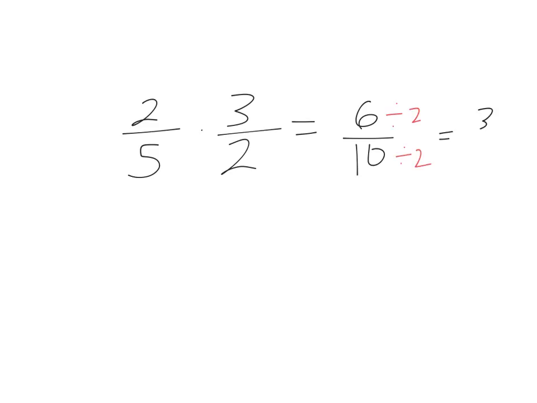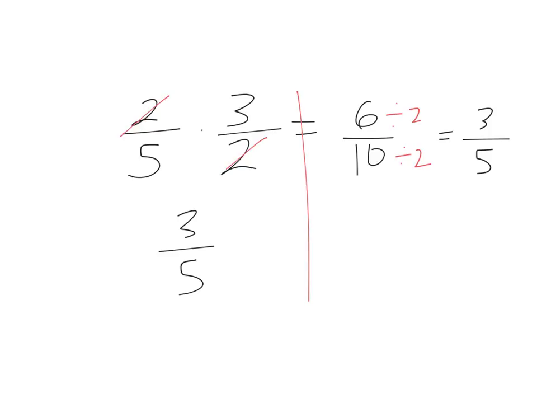Now, does anyone see kind of a faster way that I could have done that from the start? If I hadn't multiplied right across the top, does anyone see a faster way to do it? Cross off the 2's. Okay? So even though they're not in the same fraction, since one of them is on the top and one of them is on the bottom, and they're the same, you're allowed to cross them off.